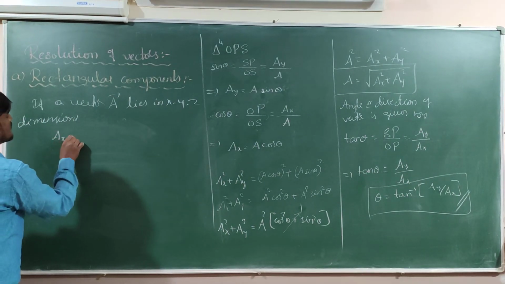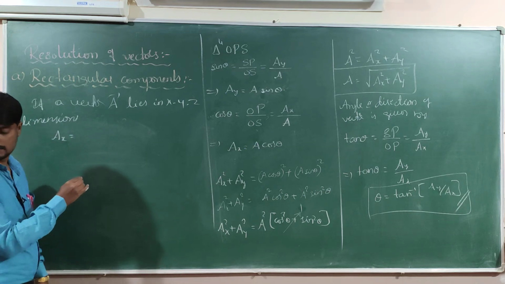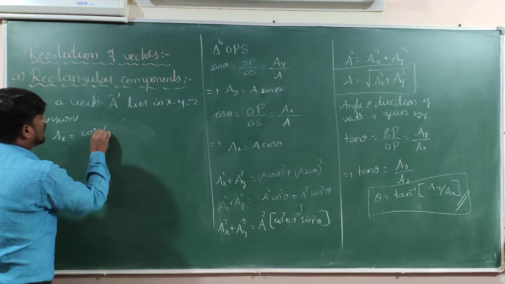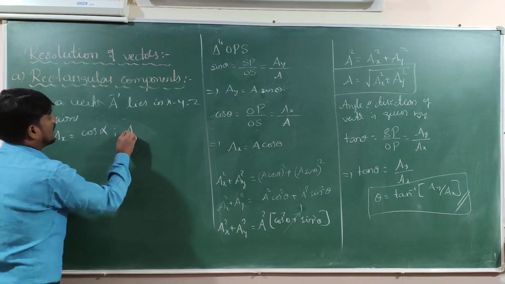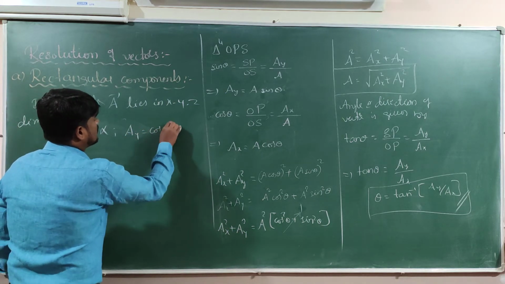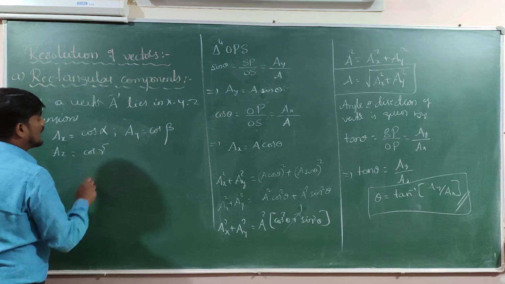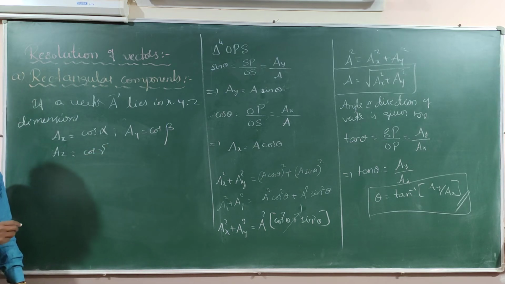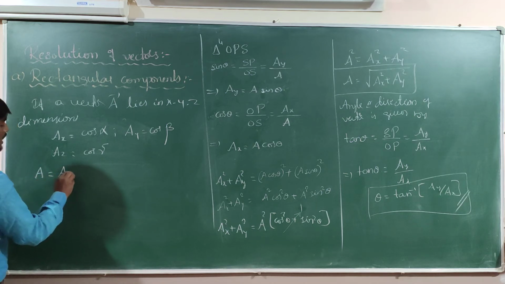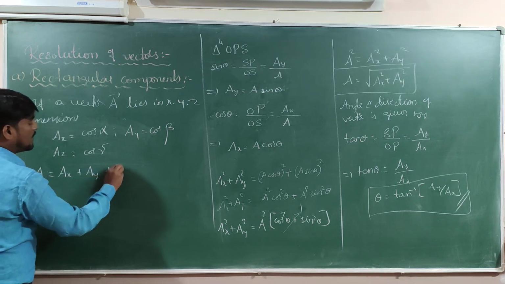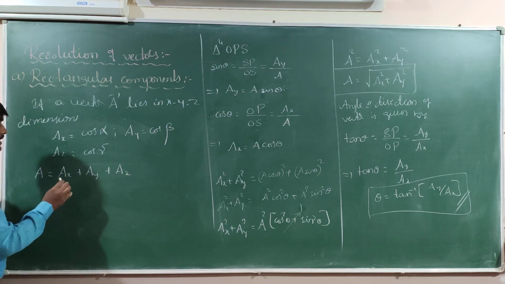So now AX becomes A cos alpha, AY becomes A cos beta, then AZ becomes A cos gamma. At the same time, if I resolve this component, vector A is equal to AX plus AY plus AZ.